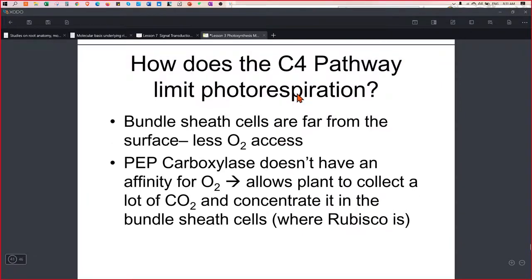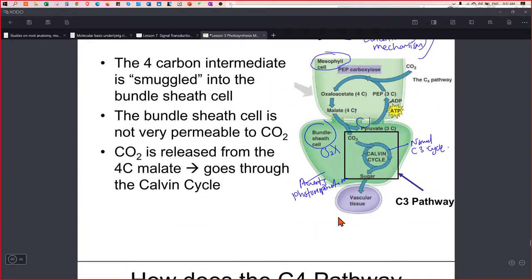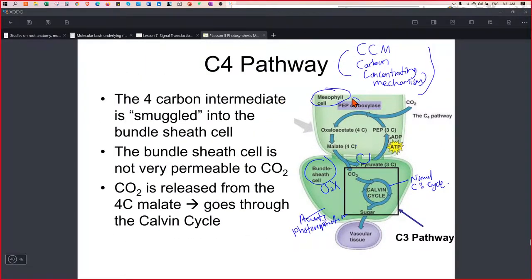So how does this all limit photorespiration? One thing is bundle sheath cells are far from the surface. There is less access to oxygen. Okay. Remember this? Bundle sheath cell, less access to the oxygen. PEP carboxylase doesn't have an affinity for oxygen. It's not like Rubisco. Who is PEP carboxylase? This carbon fixation enzyme. It's not like Rubisco. It only has love for carbon dioxide only. Oxygen? No. It is not like Rubisco.